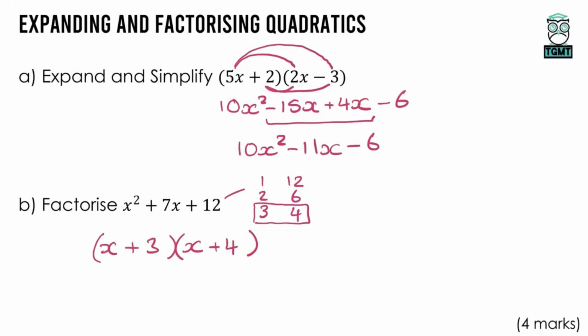Other than these two, there is another type of quadratic which is worth knowing about, where you have an x squared minus something like 16.